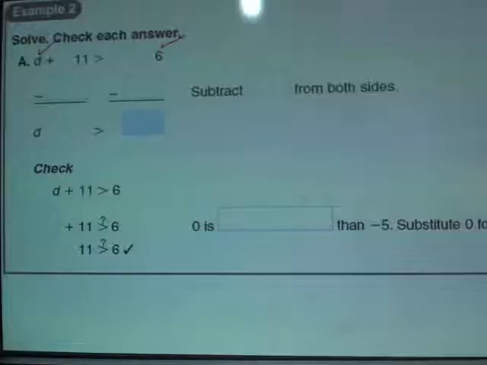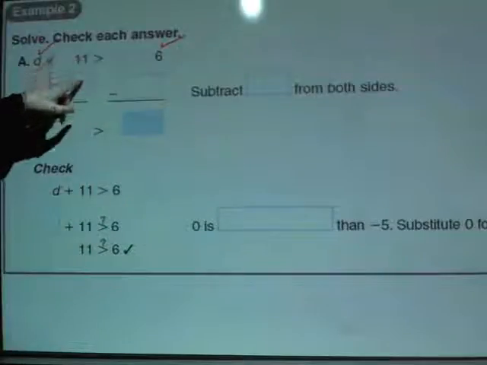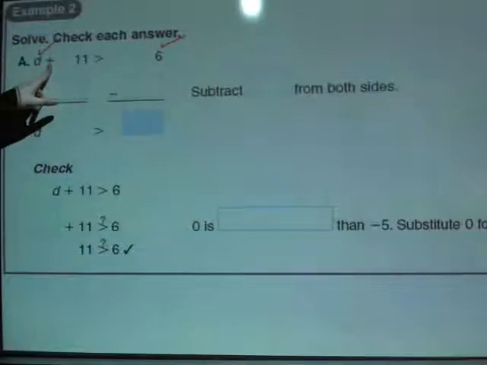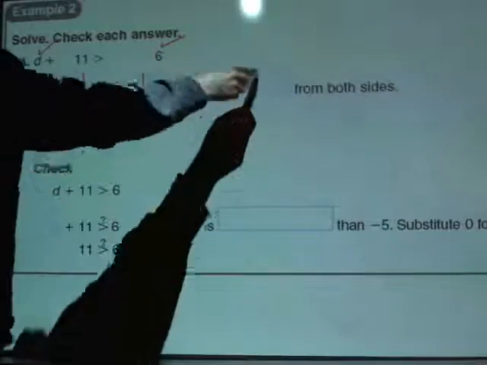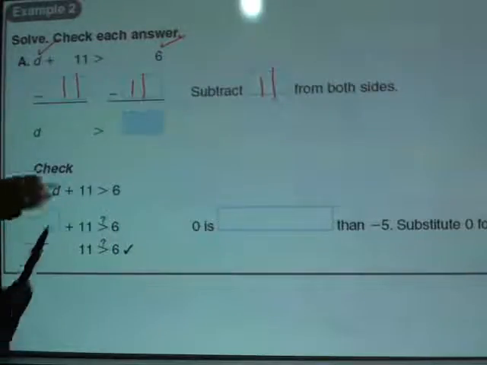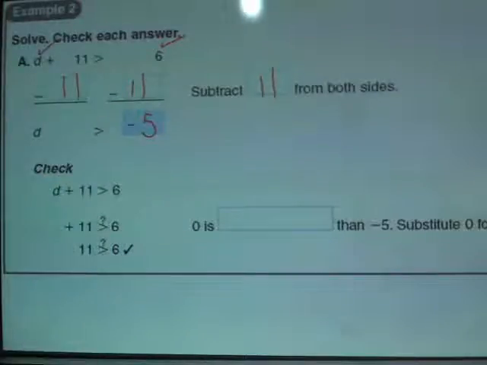Remember, when I want to move something to the opposite side, I do the opposite. So since I want to move it to the right side of the inequality sign, I'm going to do the opposite. Well, look at the 11. It's got addition in front of it, so the opposite is going to be to subtract 11 from both sides. And when I do 6 minus 11, that's going to give me negative 5. So d has to be some value bigger than negative 5 in order to make the inequality true.